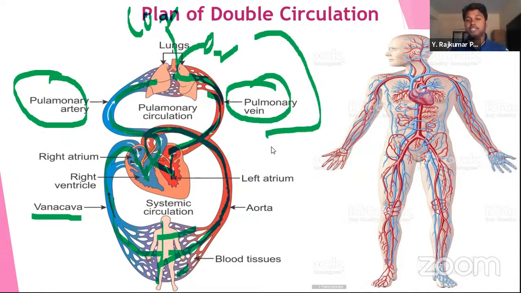This is the pulmonary circulation, this is the systemic circulation. Okay, dear students, you need to draw this diagram also, and practice once again, you will understand this easily. Let's learn about the portal and coronary circulation.